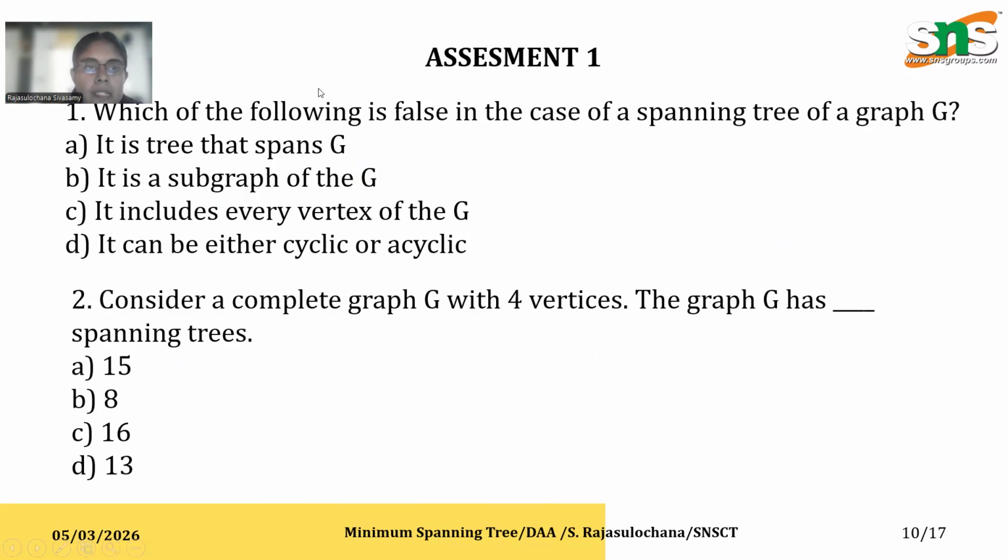Before we wind up, let me have a quick assessment to make sure you have understood this topic. The first question is, which of the following is false in the case of a spanning tree of graph G? First, it is a tree that spans G. Second, it is a subgraph. Third, it includes every vertex. The last one is, it can be either cyclic or acyclic. Of these four points, the first three are correct. As we have seen earlier, a spanning tree is definitely an acyclic graph, so the fourth point is false.